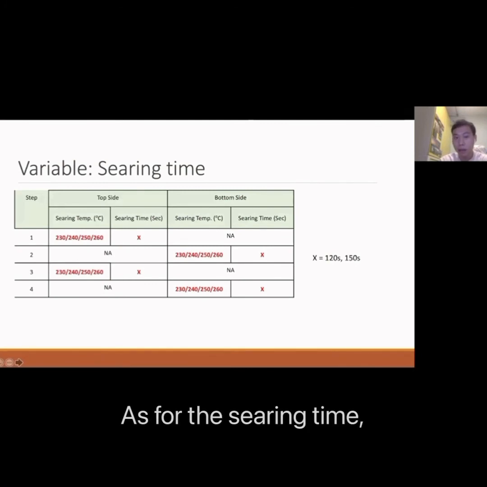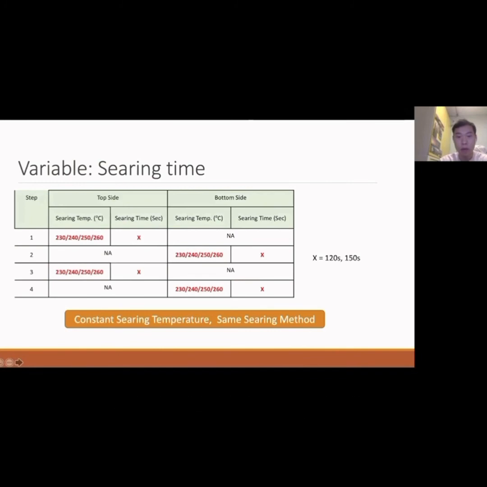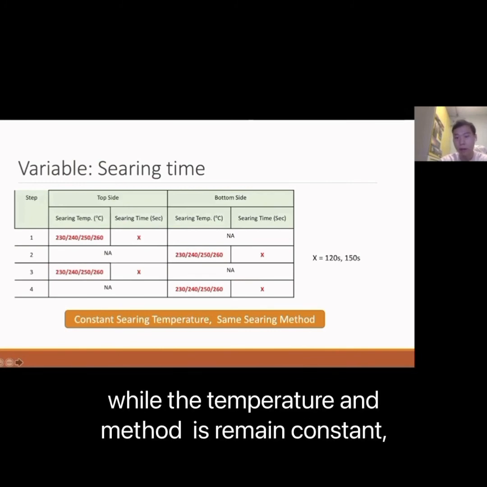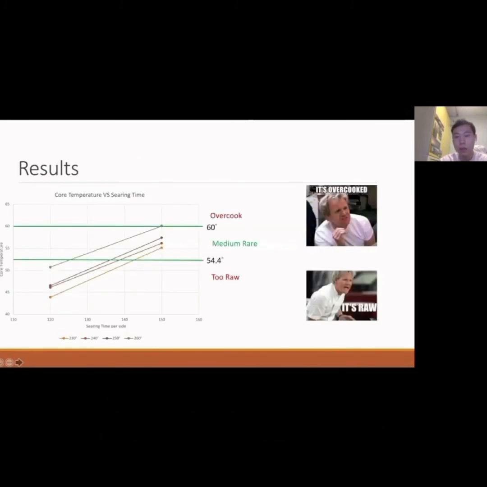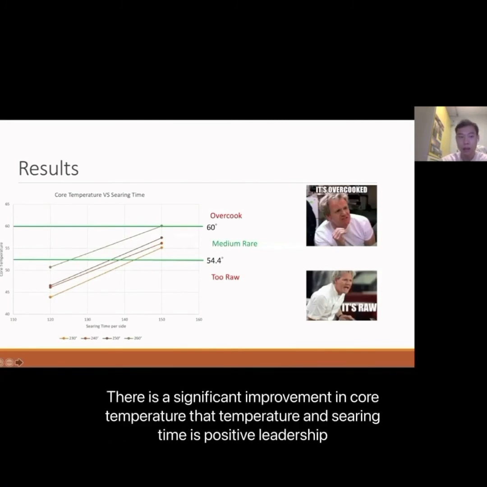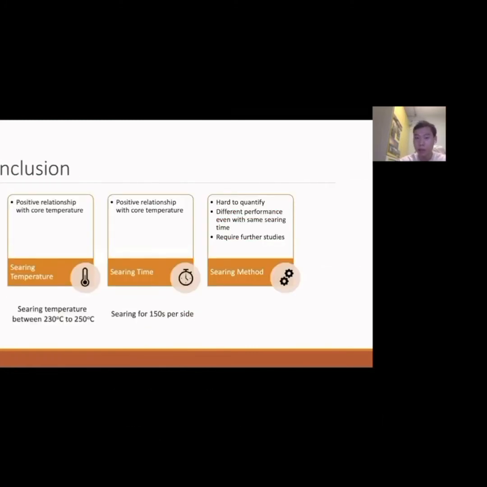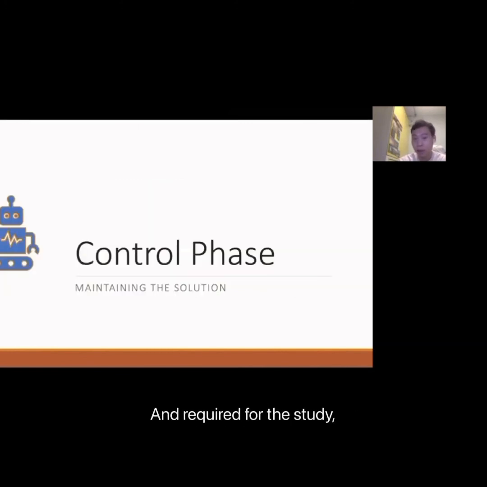As for the searing time, it's controlled to be either 2 minutes or 2.5 minutes, while the temperature and method remain constant. We could see that when the searing time increased to 150 seconds, there is a significant increment in core temperature. Temperature and searing time have a positive relationship with core temperature, but it is hard for us to quantify searing methods and they require further study.